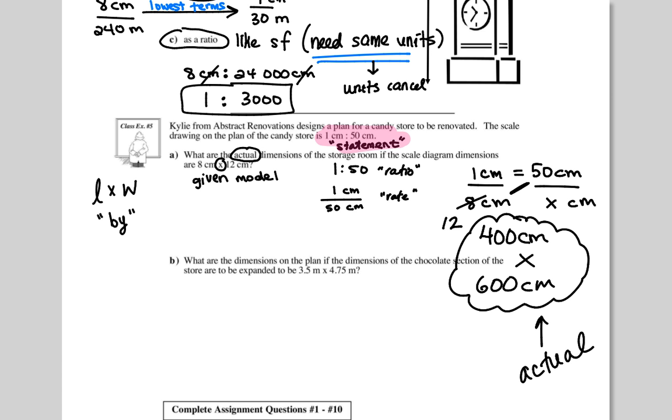So that's part A. And what about part B? What are the dimensions on the plan if the dimensions of the chocolate section? Oh, it's a candy store. I love chocolate, especially chocolate with peanuts. It's like my favorite. Like chocolate almonds, oh my gosh. I could eat bags and bags of this.